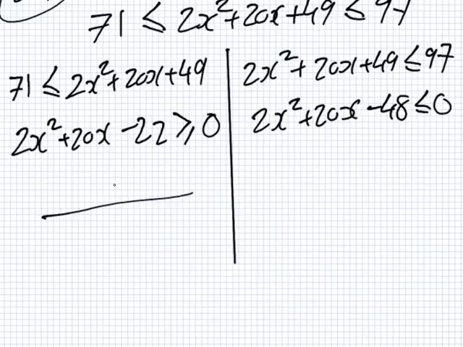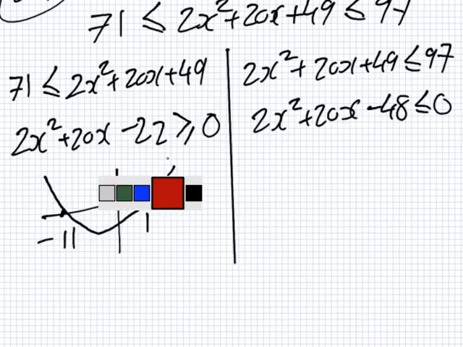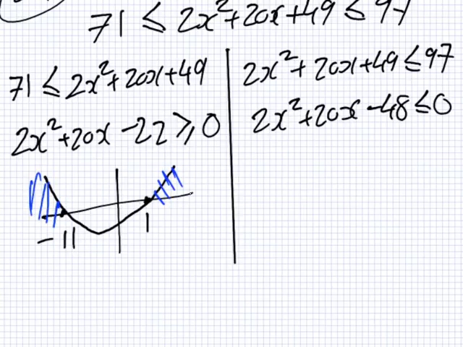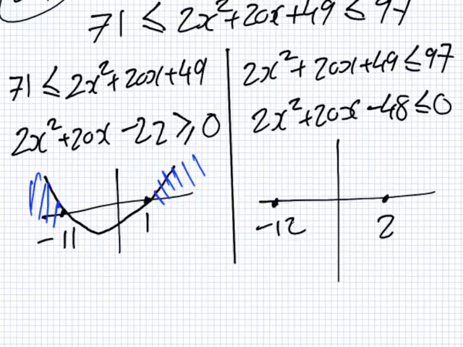So here I have two answers, 1 and minus 11. Do I want the piece which is above or below the quadratic? Above. So I want this piece and this piece here. Now looking at the other one, I have two answers again. One answer is 2, and the second answer is minus 12. And which part am I looking at now? Below. So I have this piece.